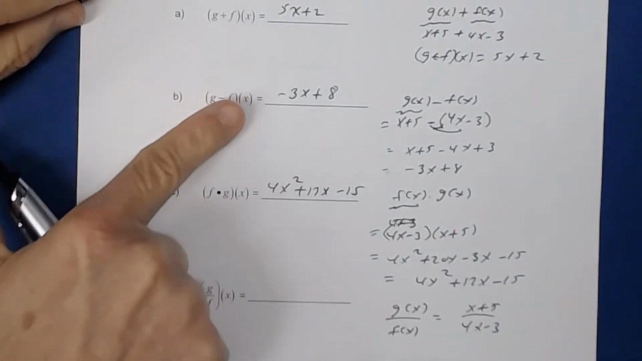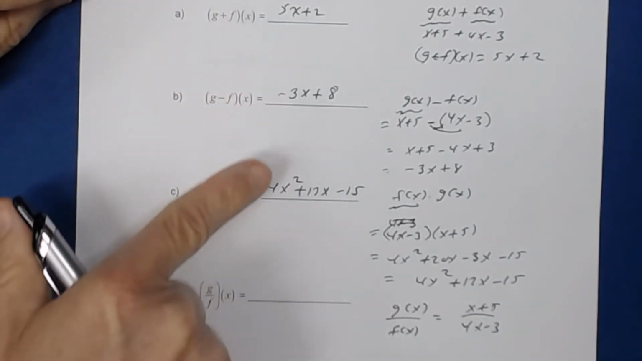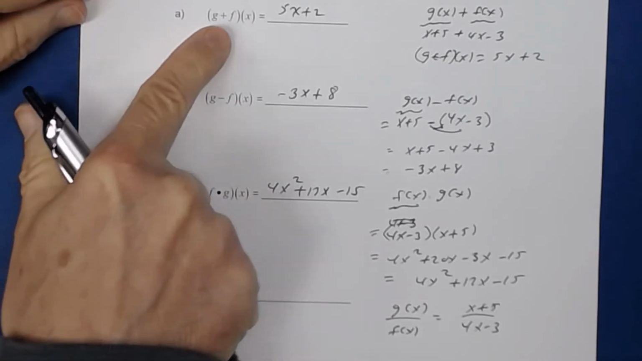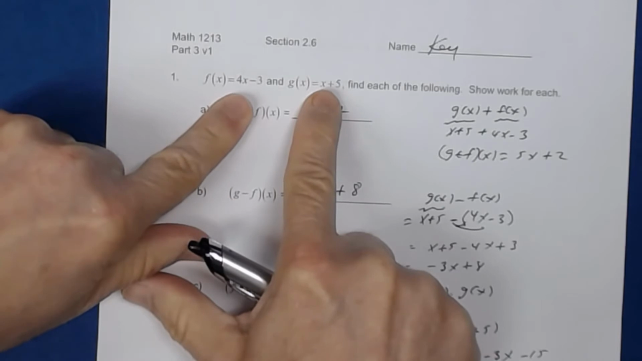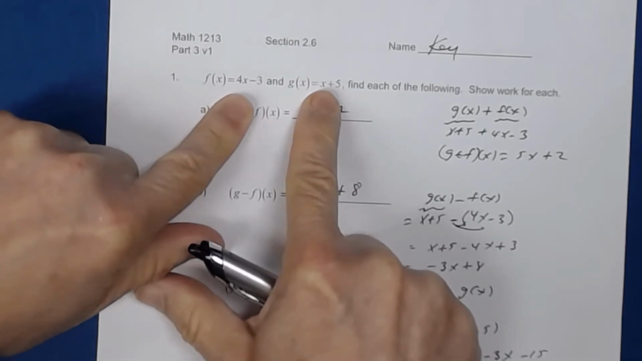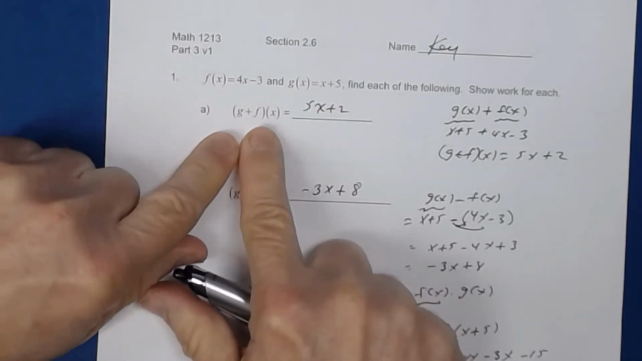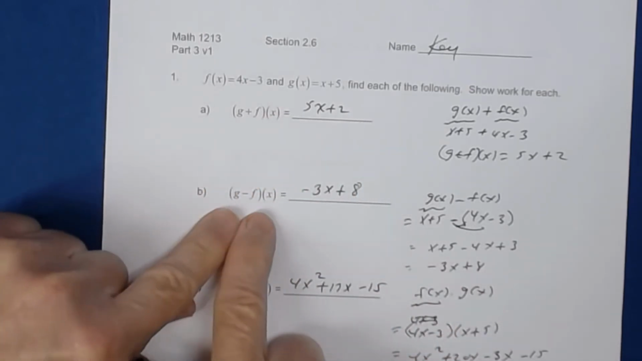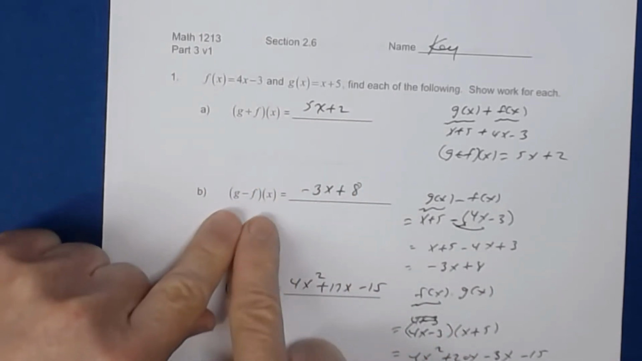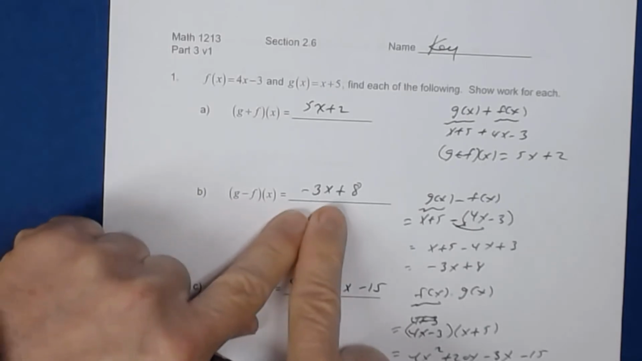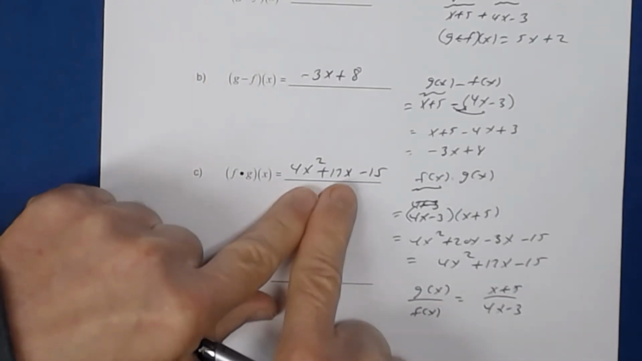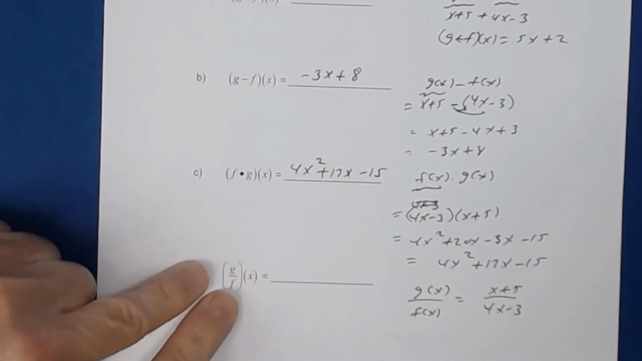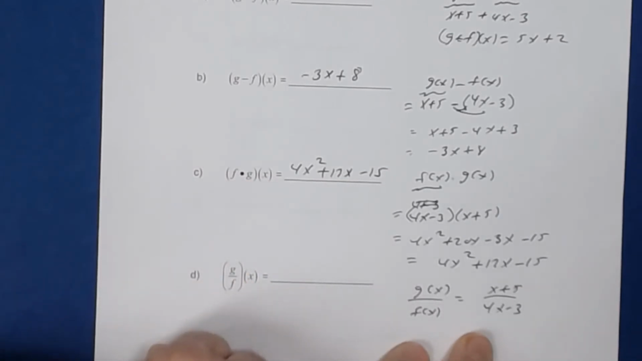So notice that all of these three are polynomial functions now. We learned that in a previous lesson. So when you add polynomial functions, you get a polynomial function. When you subtract polynomial functions, you get a polynomial function. When you multiply polynomial functions, you get a polynomial function. But you're dividing polynomial functions, so you end up with a rational function.